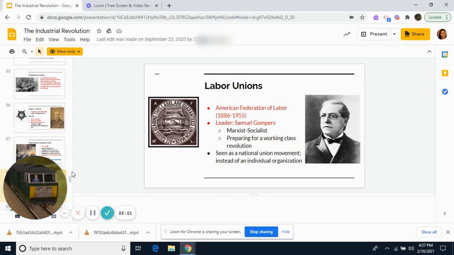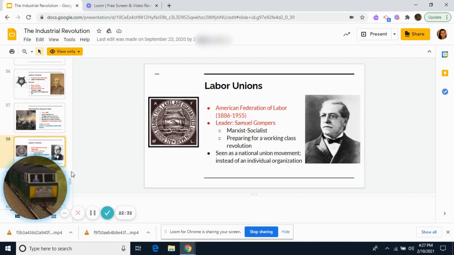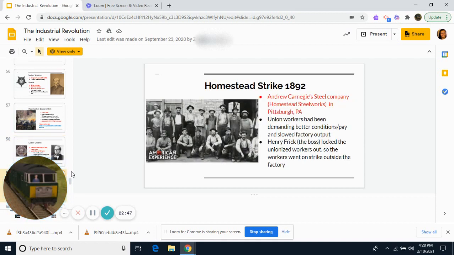The labor unions. American Federation of Labor, 1886 to 1955. The leader, Samuel Gompers, a socialist, a Marxist, preparing for a working class revolution, seen as a national union movement instead of an individual organization.